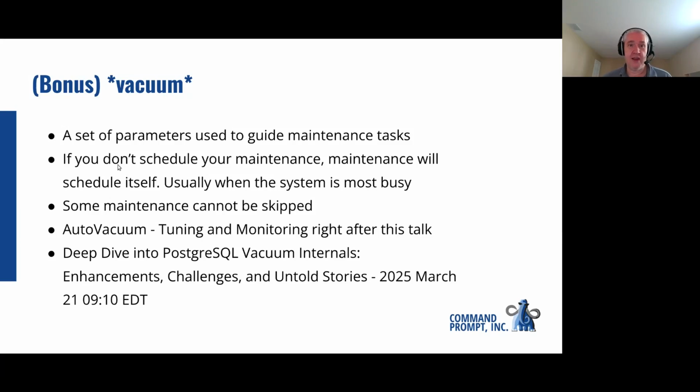One of my favorite sayings is, if you don't schedule your maintenance, maintenance will schedule itself. Postgres does have facilities where it'll identify when it's going to get into trouble, when you're in danger of what's called a transaction wraparound. It will schedule a higher priority vacuum. Eventually, it'll schedule a vacuum to prevent wraparound, which cannot really be escaped. Again, this often happens when the system is at its busiest.